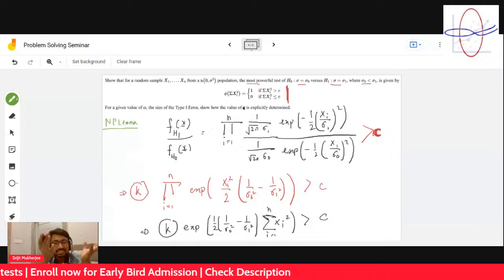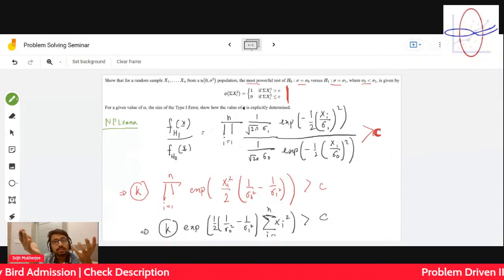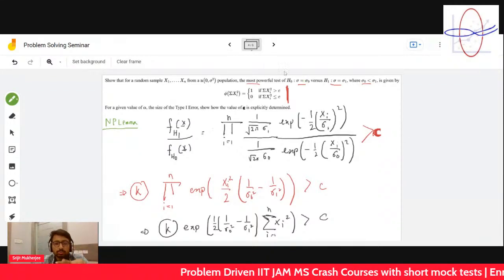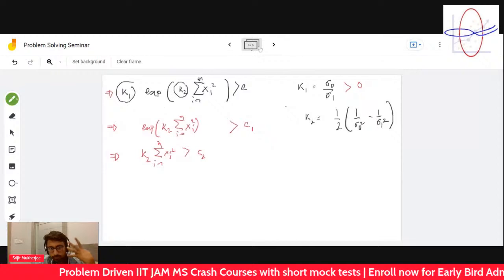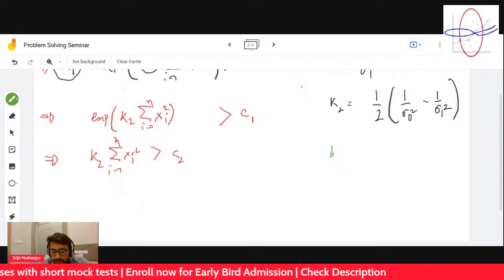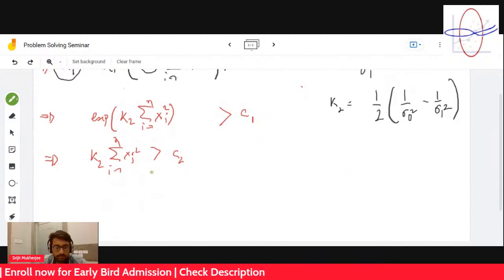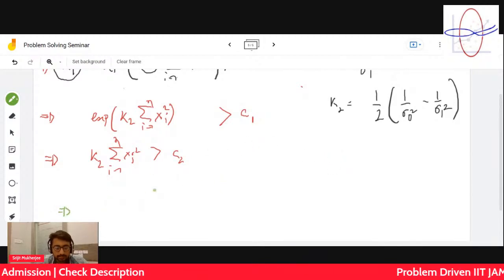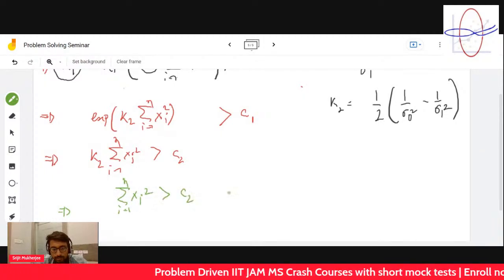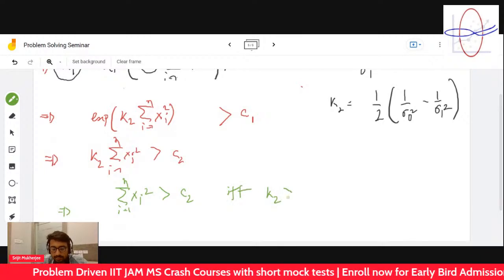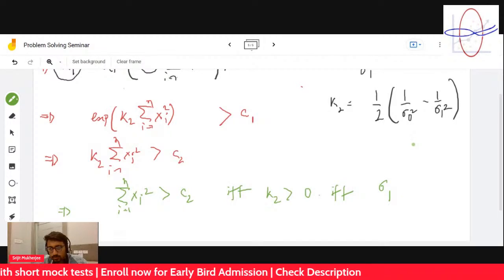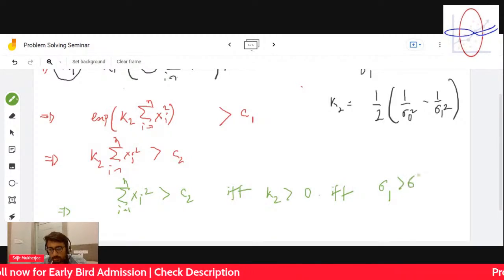If sigma 1 is less than sigma naught, then we will reject if the sample variance is lower, that is, summation xi square is lower. I'm saying sample variance here, that is summation xi square, because the mean is 0 over here. So observe this very carefully. K2 is greater than 0, so this is greater than c. Now this is equivalent to two cases: summation xi square is greater than c2 if and only if k2 is greater than 0, that means if and only if sigma 1 is greater than sigma naught.